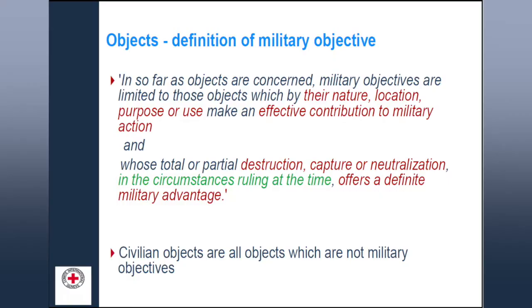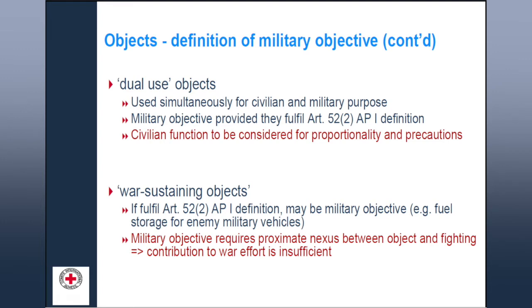Military objective. The definition is in Article 52 of the first additional protocol, which is agreed to be now the same definition under customary law for both international and non-international armed conflicts. And civilian objects are anything which is not a military objective. Two interesting debates. First is the question of dual-use objects, an object which is used both for military and civilian purposes. That's not a term which is used in IHL.